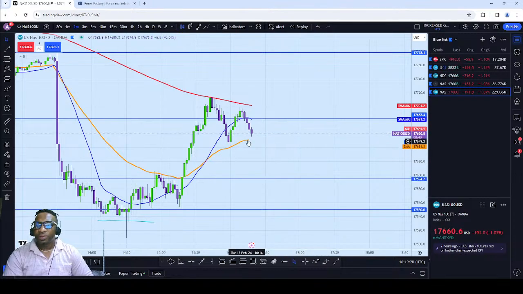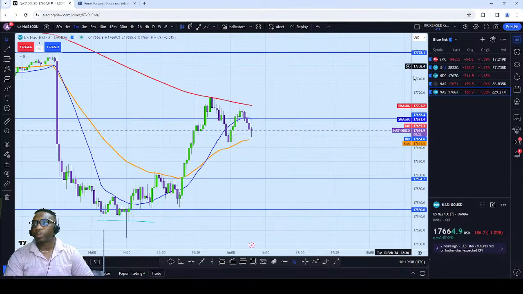So we have the 50 moving average here as well. Let's see if the price will be held up by the 50. If not, it could shoot downward again. But if it holds in between here, it could push up again.